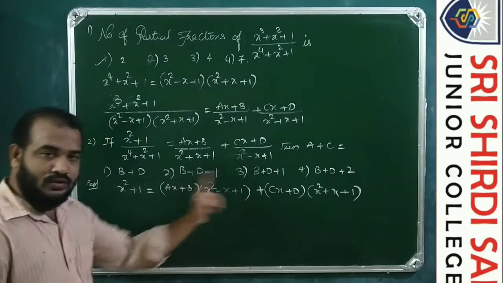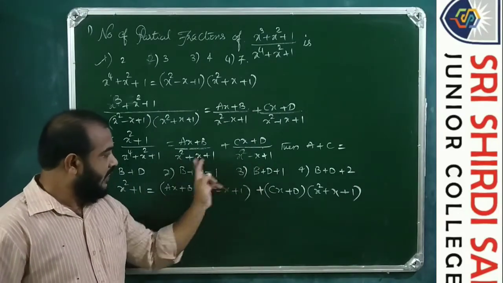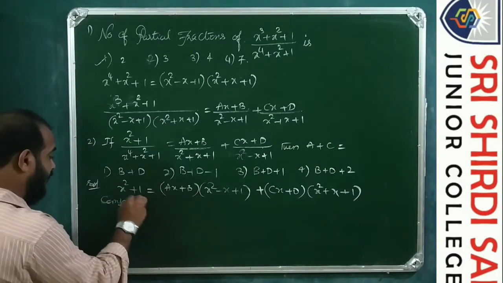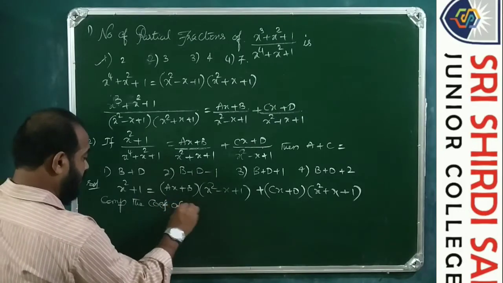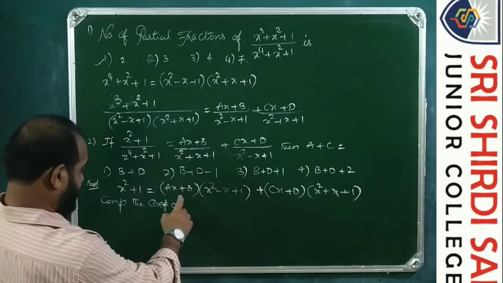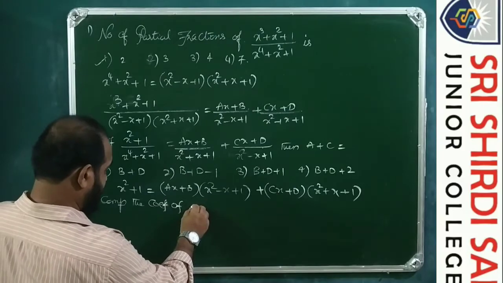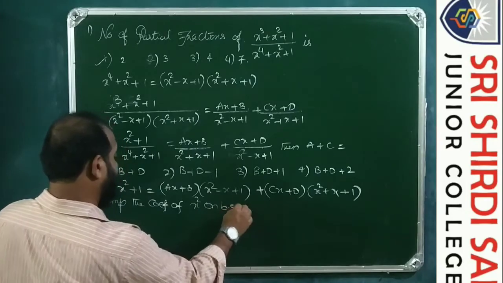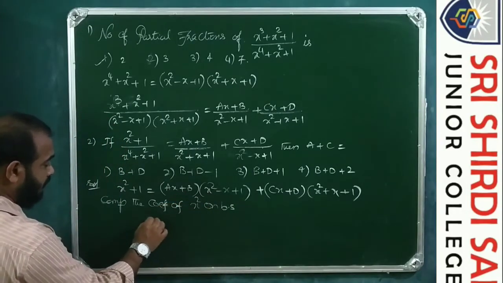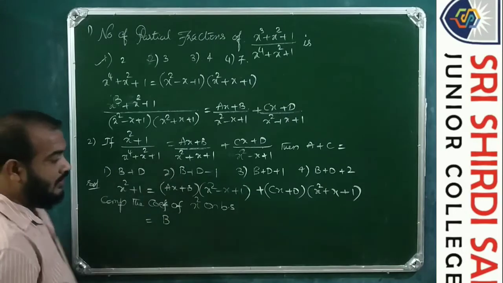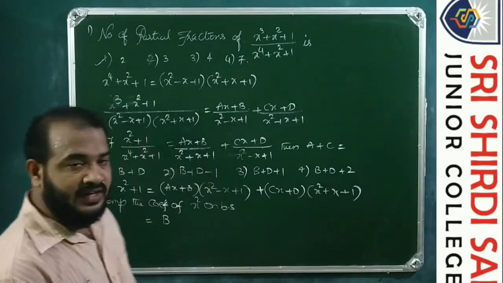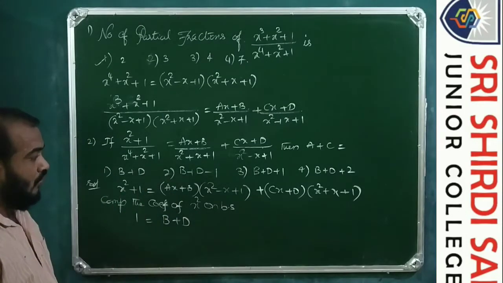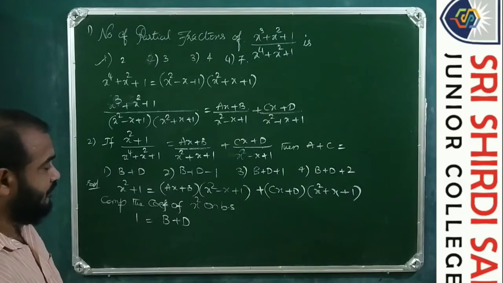So the denominator on both the sides gets cancelled. I have taken LCM. Now comparing the coefficients of x square on both sides. So here b into x square, quotient is b. Here d into x square, x square quotient is d, is equal to, here x square quotient is 1. So b plus d is equal to 1.